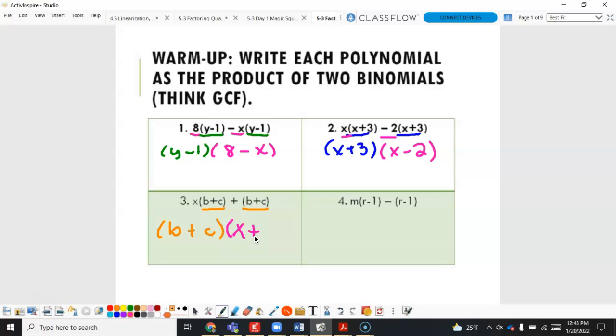Now there's nothing in front of that second quantity, but we know that like anything else, if we take something away, a placeholder must remain, and that placeholder is 1. So this is x plus 1. Similarly, on the other side, if you take out that GCF of r minus 1, that leaves behind m minus 1.